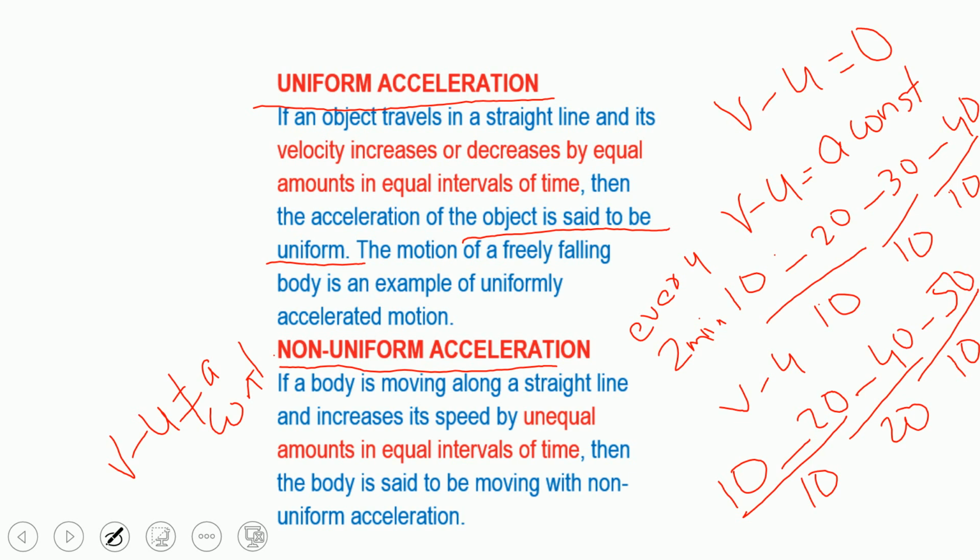Now, an example of uniform acceleration is a freely falling body. A freely falling body falls down due to the acceleration due to gravity. Such a free fall is always uniform acceleration. The next is non-uniform acceleration, for example when we are moving in a car, normally there is non-uniform acceleration. So that was the acceleration part.